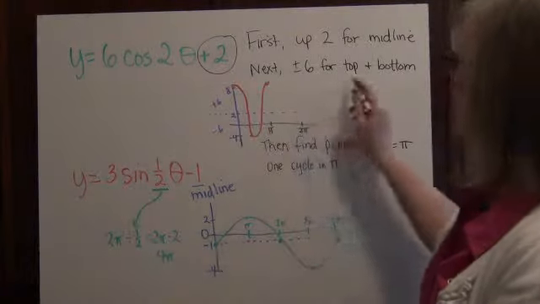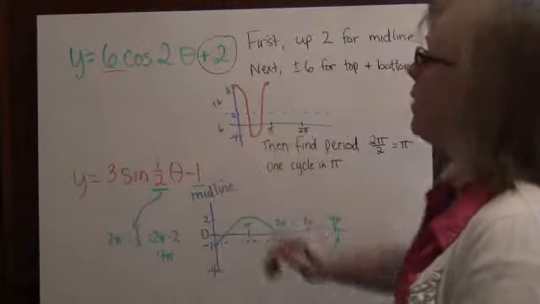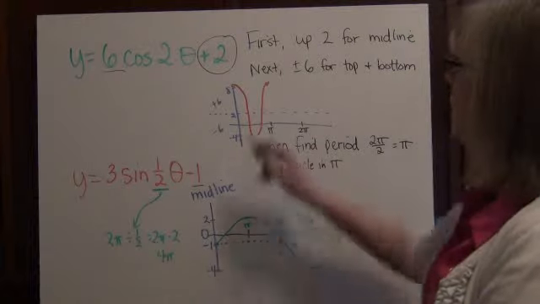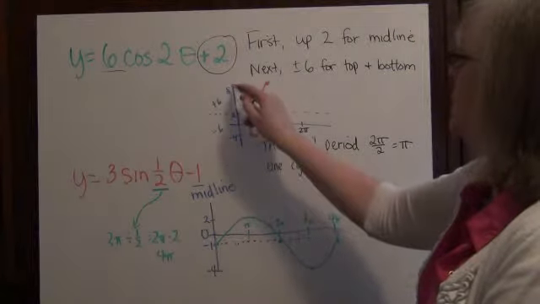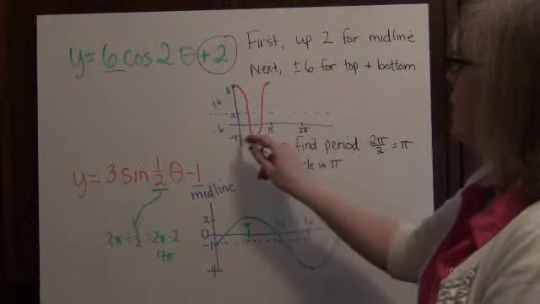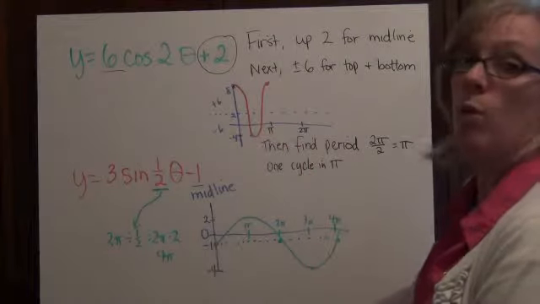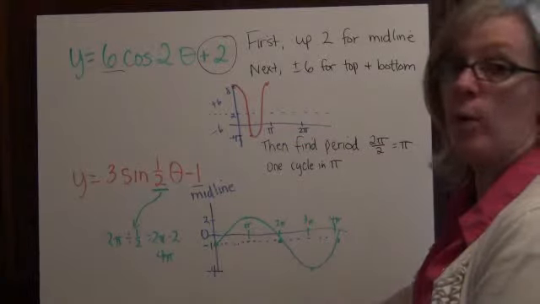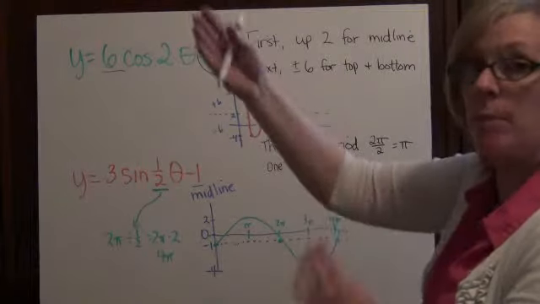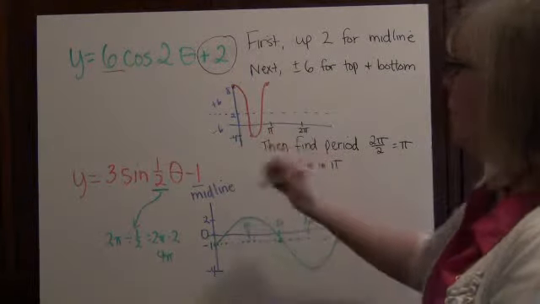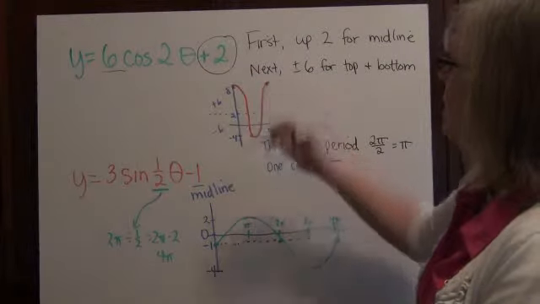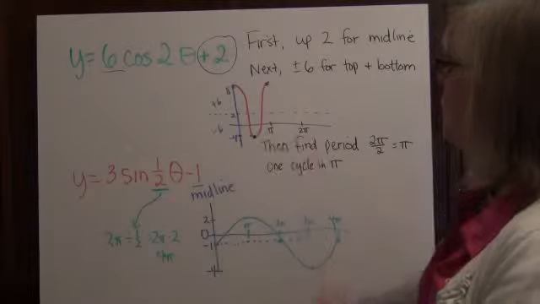So then I look at the amplitude. The amplitude means it's going to be 6 above and 6 below. Okay? So if I go to 2 and I go up 6, now I'm at 8. And I go down 6, I'm at negative 4. Because the midline is the center of my graph, and this 6 tells me it's 6 above and 6 below the center. So I have these spots in place. And it's cosine, so I'm putting my 8 at the top and I'm putting my negative 4 at the bottom.